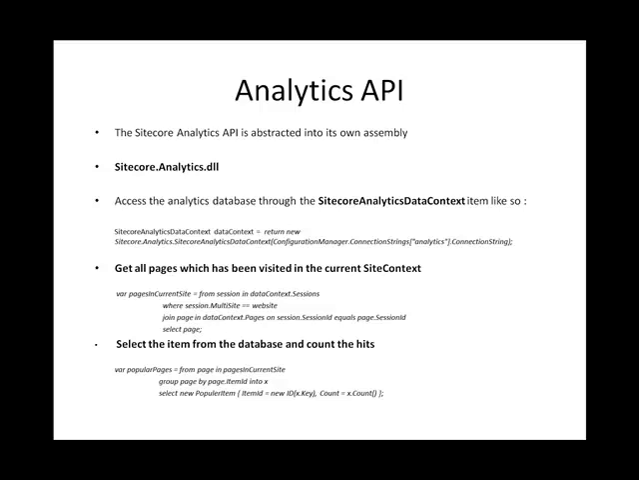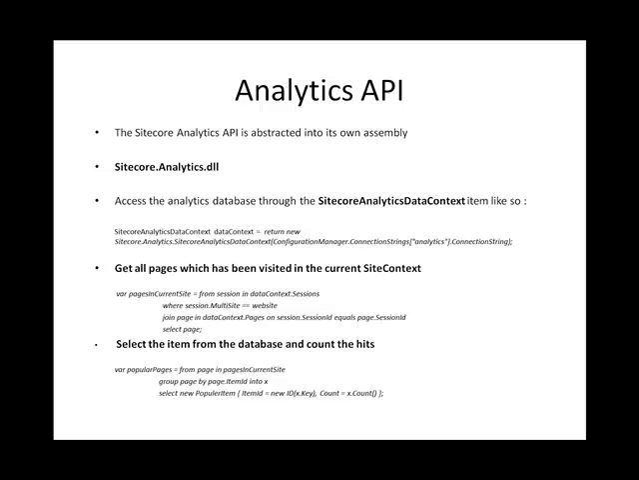To start accessing the actual Analytics database information, we have an object which is called Sitecore Analytics Data Context. All we need to do is specify the connection string, and now we have all the Sitecore Analytics connections we need. So, we can start querying our database right now. For example, if we wanted to get all pages which had been visited in the current site context, we can use a LINQ statement and our data context to join on the session table with the multi-site table. This will basically return all the different sites I have within my Sitecore installation and all the sessions that have occurred.